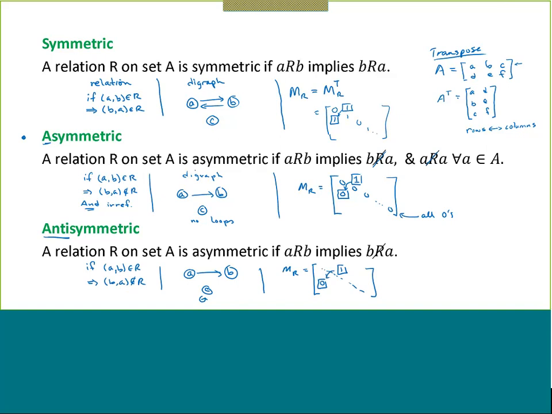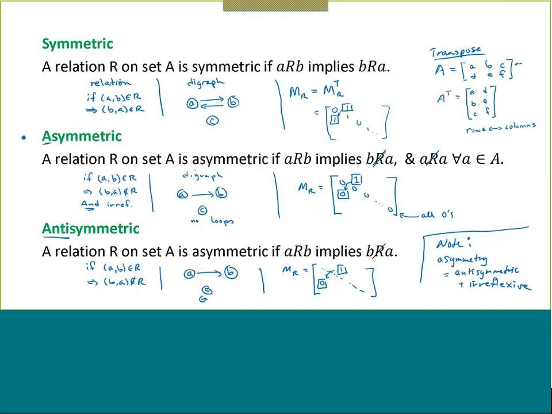Okay? So one way to think about this is, so note, and this is probably why your book doesn't have asymmetry in it. Asymmetry is antisymmetry plus the irreflexive property. It's like merging the 2 properties together.